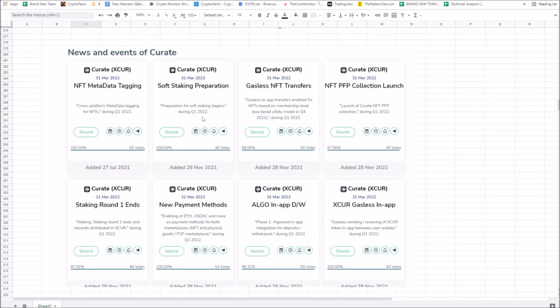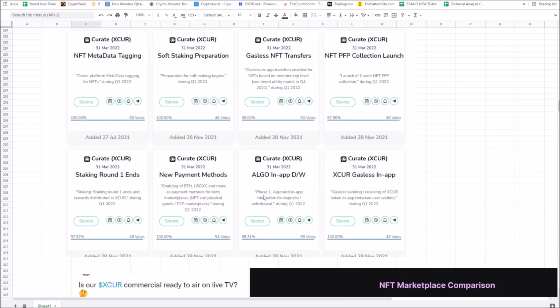Today's gem pick on KuCoin is XCUR. Look at all the news this thing has for March. NFT metadata tagging, soft staking preparation, gasless NFT transfers, NFT collection launch. Staking round one is ending. They've got new payment methods being added. They've got algo in-app, XCUR gasless in-app as well. Stacked with news, that's important.